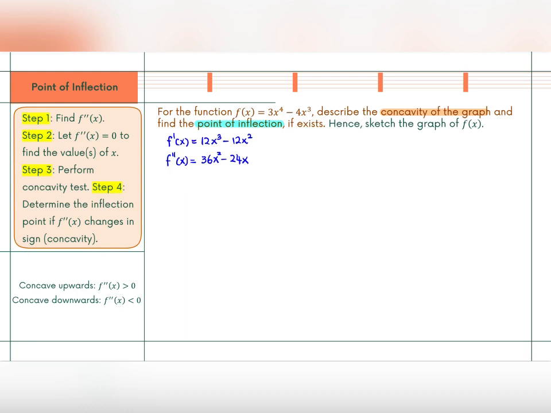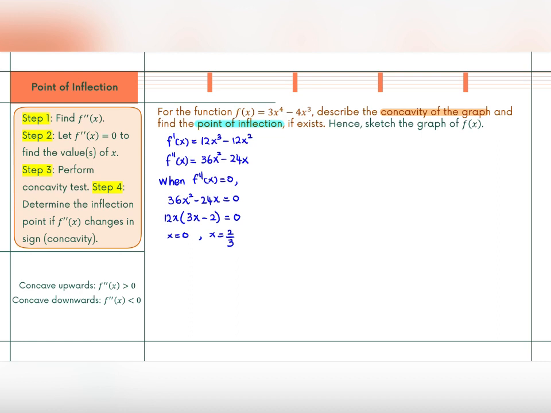Okay, next kita cari value of x apabila f double prime is equals to 0. So, when f double prime x is equals to 0, 36x squared minus 24x will be equals to 0. And then saya factorize 12x dahulu. So, kita ada 12x(3x minus 2) equals to 0. So, here we have x equals to 0 and x equals to 2 over 3. So, this might be the value of x for our inflection point.